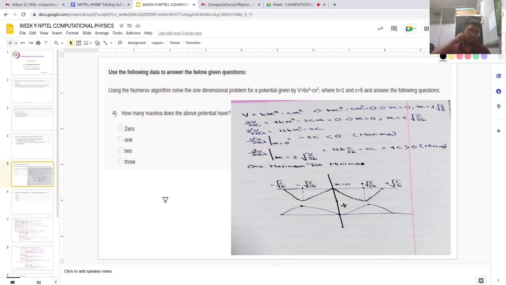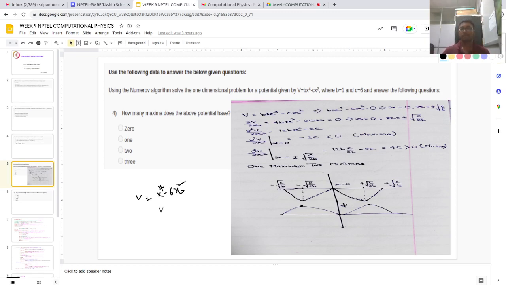Here they are saying that you have a potential of the form bx to the power 4 minus cx square. If we write with the values of b and c, this is x to the power 4 minus 6x square. So this is the given potential. The question is asking for the number of maxima this potential will have. So how to find it?